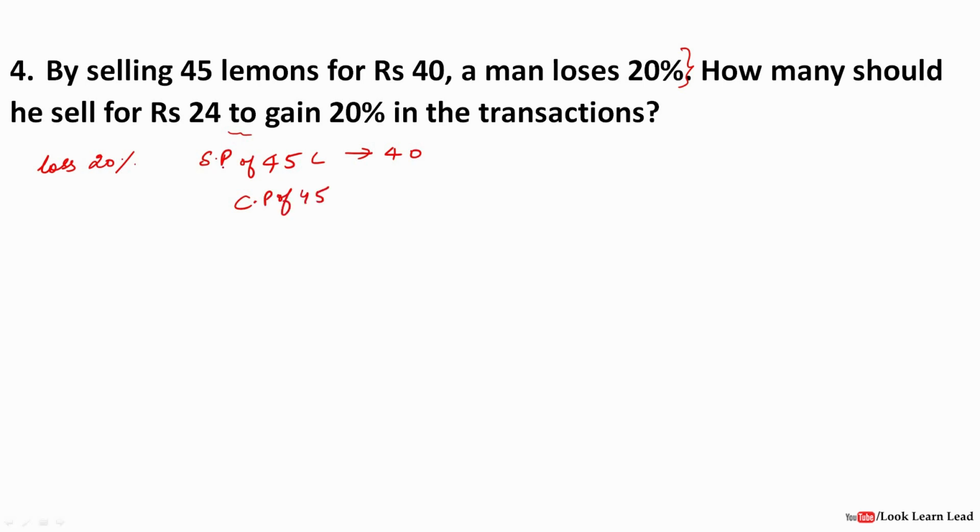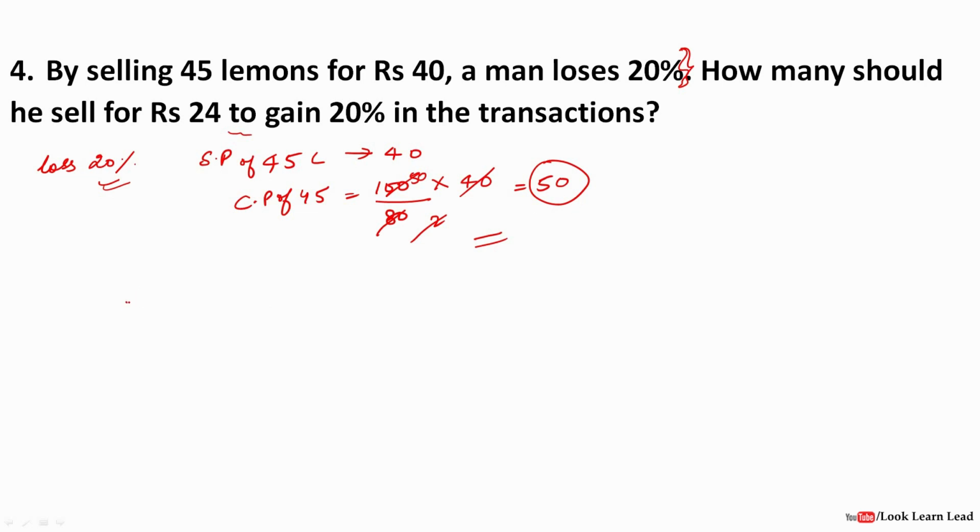We have the selling price and we have the loss. So the cost price would be 100 upon 100 minus loss. So 100 minus 20 is 80, into the selling price, 40. 4 1s are 4, 4 2s are 8, 2 1s are 2, 2 5s are 10. So cost price of 45 lemons is rupees 50. So till here, the first case, we have calculated the cost price of 45 lemons. So next, how many should he sell for rupees 24 to gain 20% in the transaction?